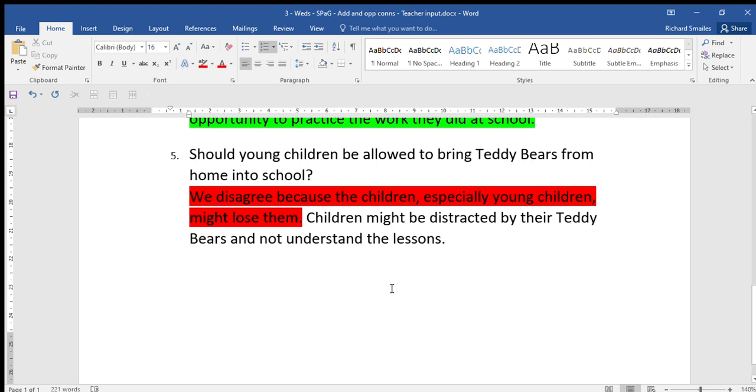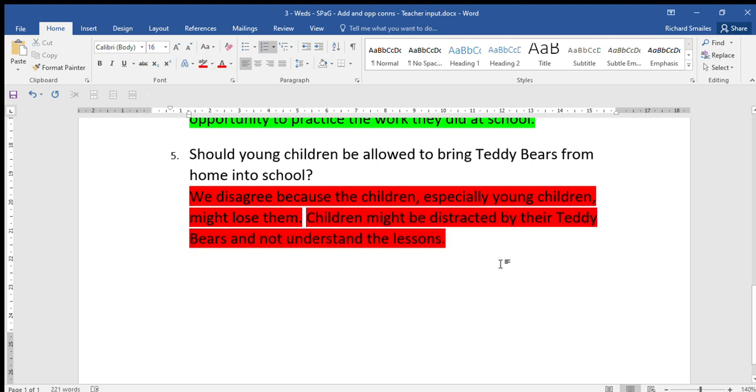The next sentence. Children might be distracted by their teddy bears and not understand the lessons. So if somebody's saying that, do you think they're agreeing with the question or disagreeing with the question? Are they saying yes or are they saying no? Well, they're saying no, aren't they? Should children be allowed to bring teddy bears? No, because children might be distracted by their teddy bears. So therefore, because they're saying no, we colour it in red, and there we go.